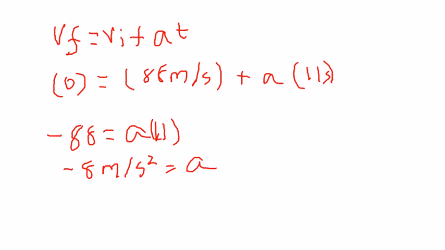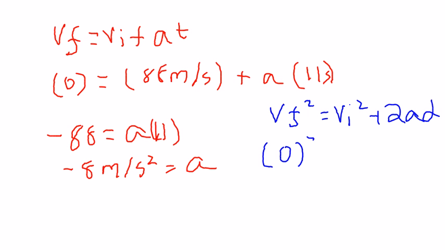Let's do a different color. So we can use the formula final velocity squared equals initial velocity squared plus 2 times acceleration times displacement. So again, we know what our final velocity is, and you have 0, which is the same as 0 squared. Your initial is 88 squared plus 2 times negative 8 times d.